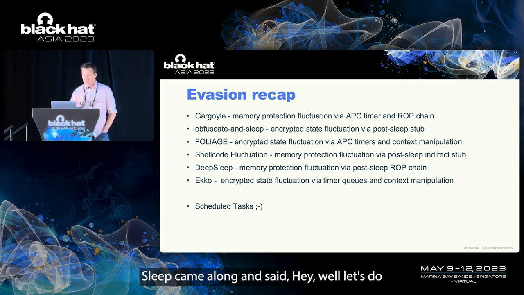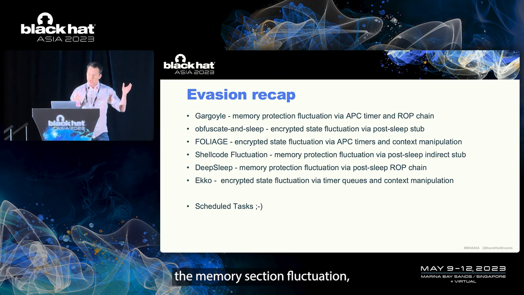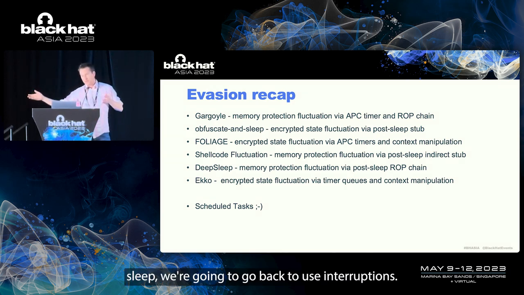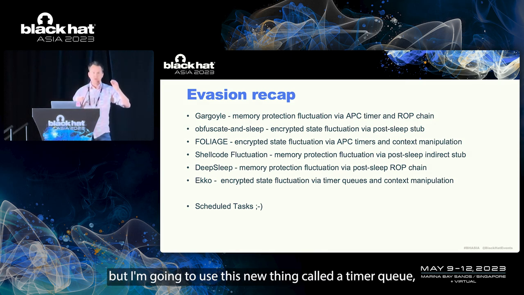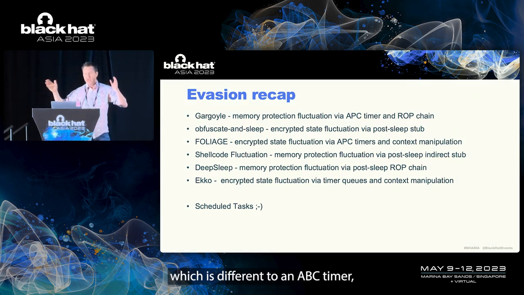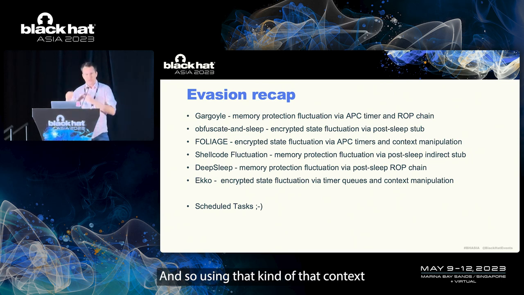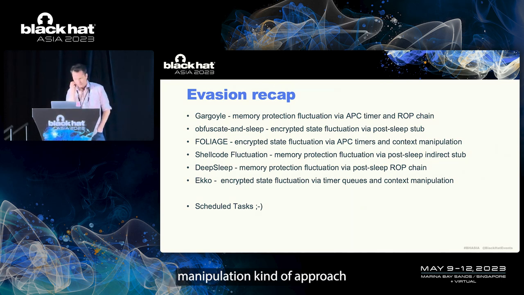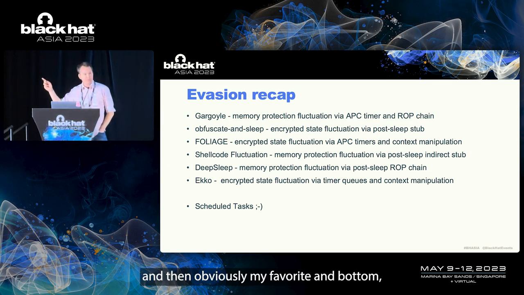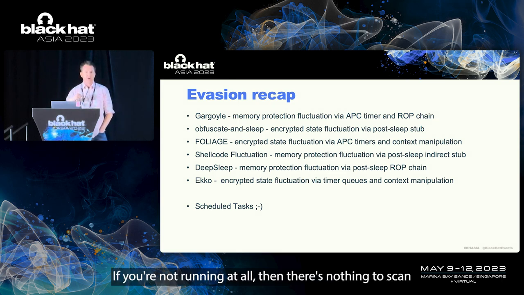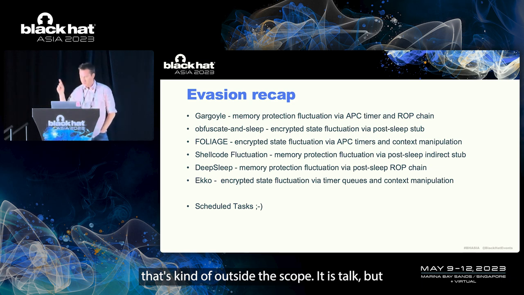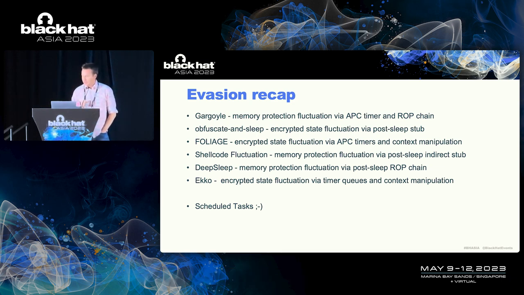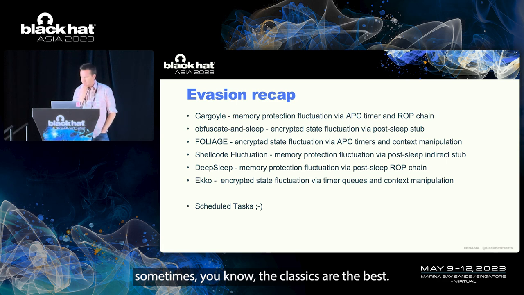Deep Sleep came along and said, hey, let's still do the memory protection fluctuation, but after post-sleep, we're going to go back to using ROP chains. And then Ekko came along and said, we're still doing all that great fluctuation stuff, but we're going to use this new thing called a timer queue, which is different to an APC timer, and that's going to bypass some detections, and it's still using that context manipulation approach. And then, obviously, my favorite down the bottom, the oldies are still the best, scheduled tasks. If you're not running at all, then there's nothing to scan. That's outside the scope of this talk, but sometimes the classics are the best.